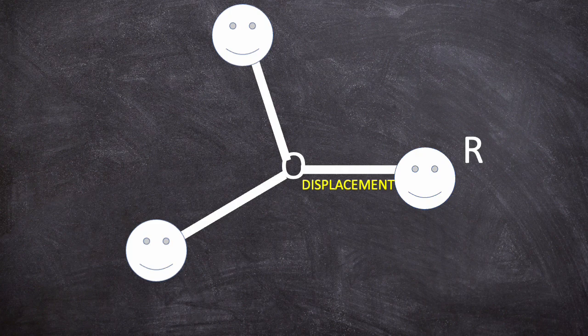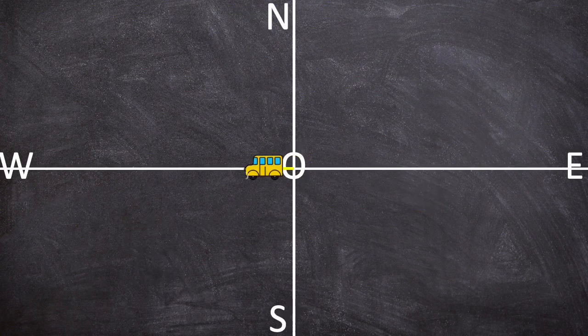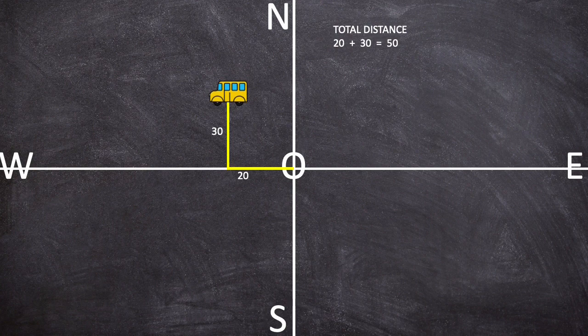The shortest distance from an object and its frame of reference is called displacement. Now note, displacement is not the same as distance. If a vehicle moves 20 meters to the west, then moves another 30 meters to the north, the distance it covers is 50 meters, but the displacement is just 36 meters. Even though the vehicle has traveled a longer distance, it has only been displaced 36 meters from point O.